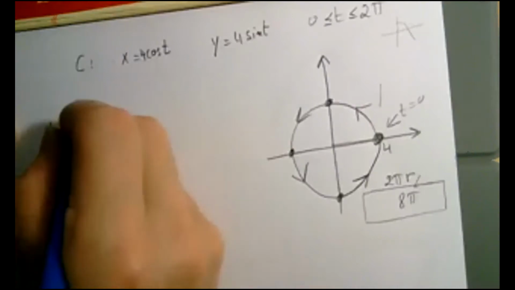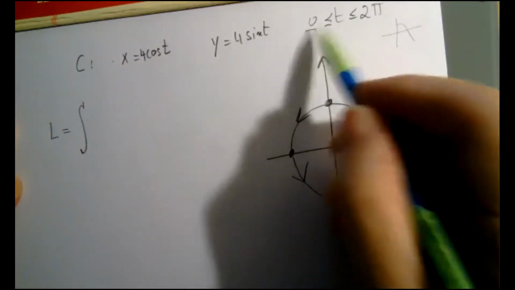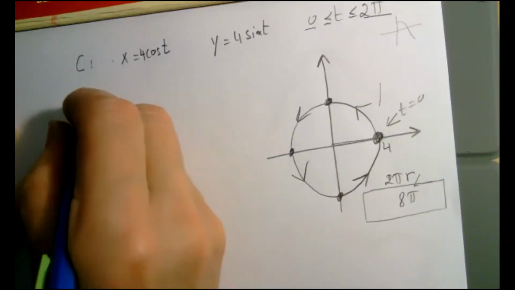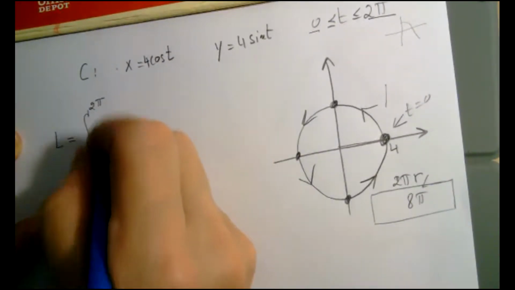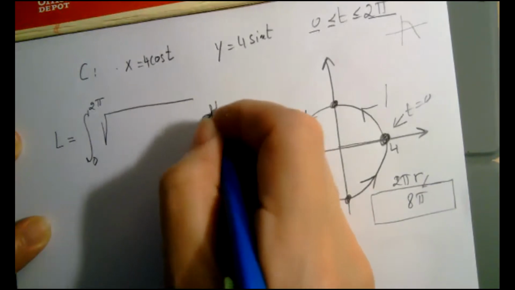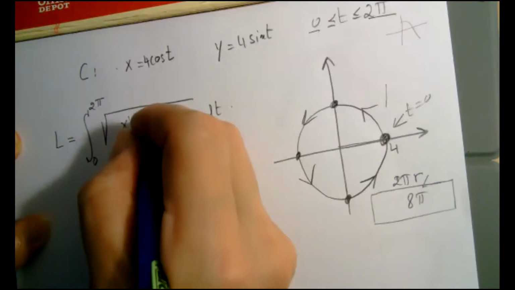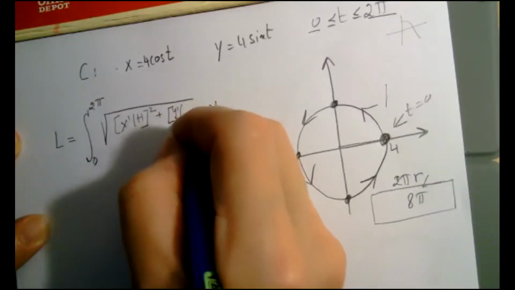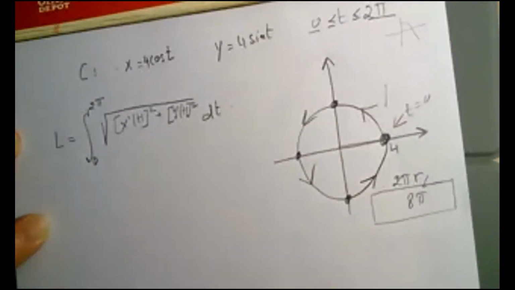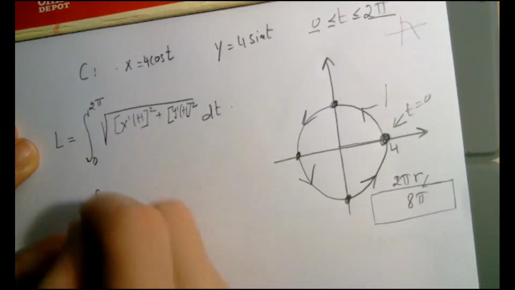The formula tells me the length is the following integral. Alpha is 0, beta is 2 pi. From 0 to 2 pi of the square root of the following quantity: x prime, the derivative of x, squared, plus the derivative of y squared. That's the formula for the length. So let us compute each one of them.